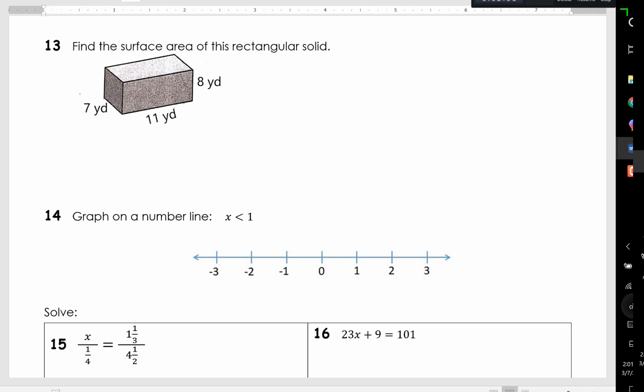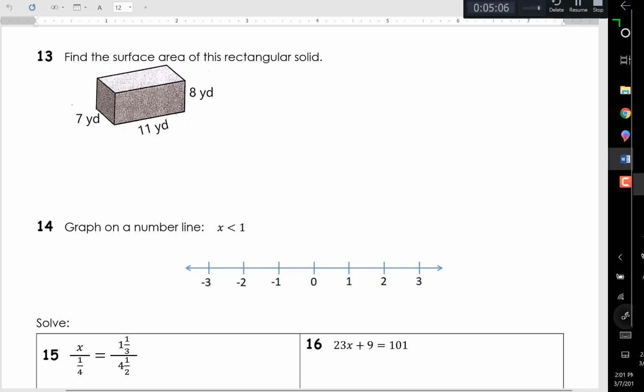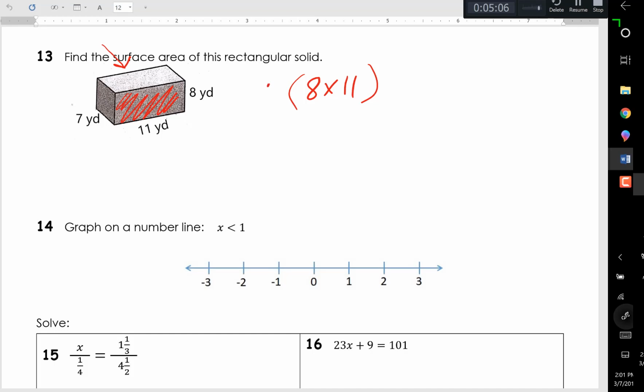Okay, on number 13, you're supposed to find the surface area of this rectangular solid, and you could do this by adding up all the faces. All right, this face right here is 8 by 11, and there are two of them. There's one there on the sides facing us and another one on the back. So that would be times 2.